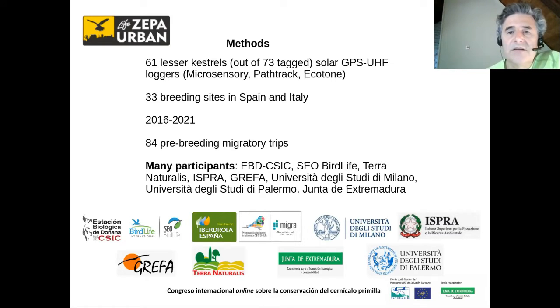The analysis has been coordinated by EBD-CSIC, the Doñana Biological Station, but data come also from SEO BirdLife, Terra Naturali, and ISPRA, University of Milan and University of Palermo have provided data, and funding has come from different projects, Junta de Extremadura, also GREFA has provided data, and funding came, in the case of Spain, mainly from program Migra, funded by Iberdrola, but also by different LIFE projects like LIFE Cepa Urban that provided the data from Extremadura, and also LIFE Falco Naumanni provided many of the data from Italy.